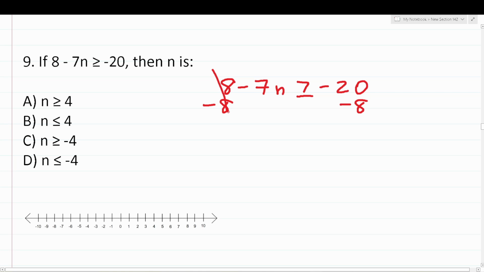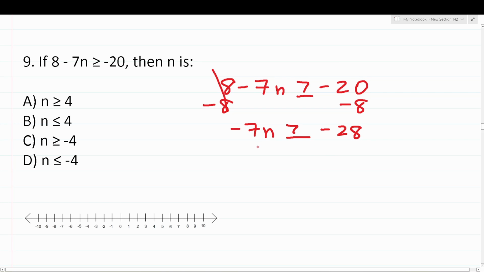In doing so, we get to cross this out, leaving us with -7n on this side. It's greater than or equal to. Again, I just subtracted across the inequality sign, so I do not have to change its direction. -20 minus 8 is -28.